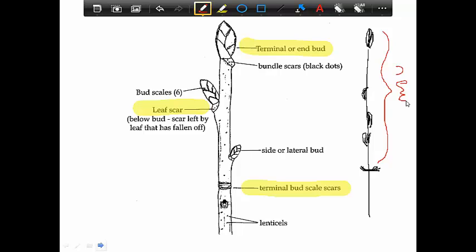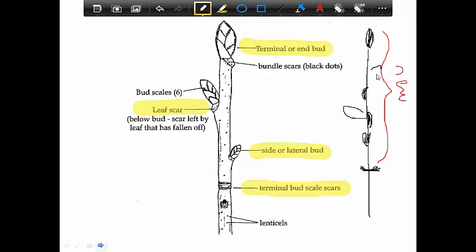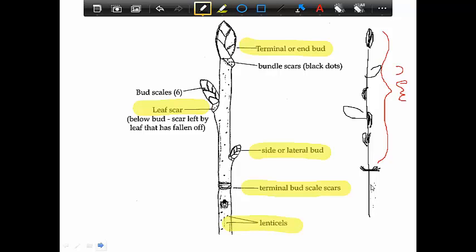Okay, a couple more things you're going to want on yours. You do want side or lateral buds. So besides having buds on the end of the twig, you can also have buds that stick out the side. So I'm going to draw a couple of those, and then of course label them. And then finally, some twigs, not all, have these little dots on them called lenticels. So we're going to do a bunch of little dots on our twig. And again, label those.